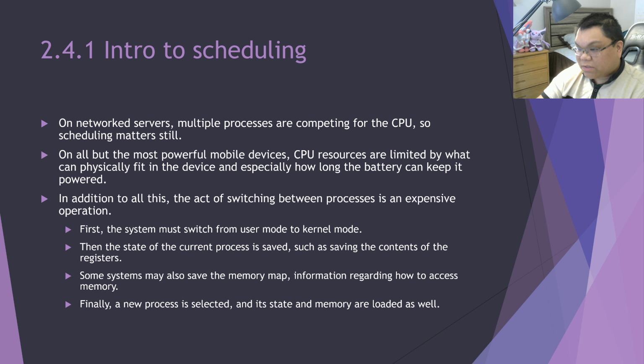First, the system is switched from user mode to kernel mode. Then the state of the current process is saved. This includes saving the contents of the registers. Some systems may also save the memory map. This is information regarding how to access memory. And then finally, a new process is selected and its state in memory is loaded too.